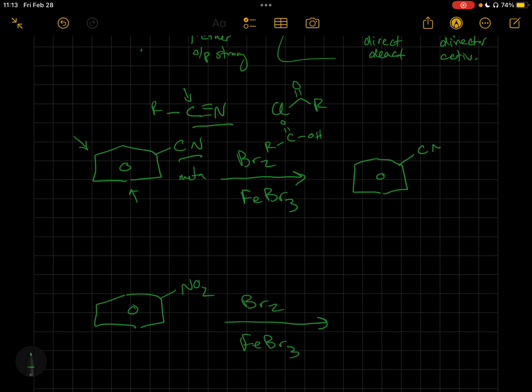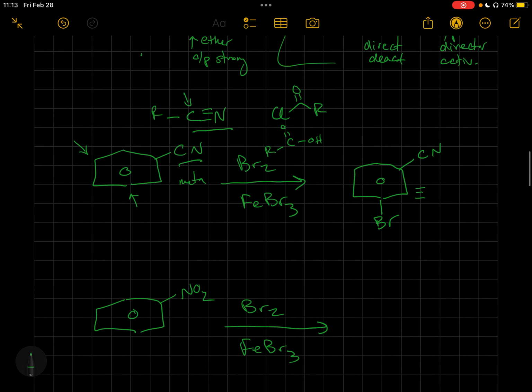which should keep our cyano group in place. And then we should put our bromine meta to it. And like I said, the other way we could draw this is identical. So if you don't remember from math, the three lines means equal to or identical to, really. And so we only need to draw one of those two structures.